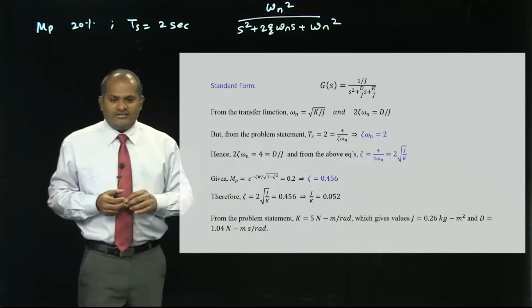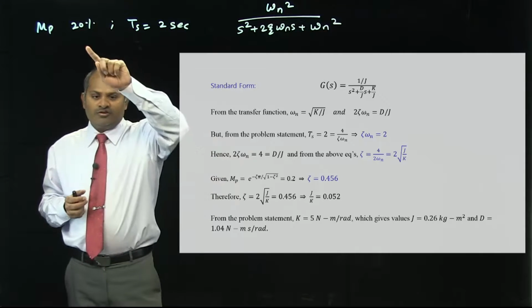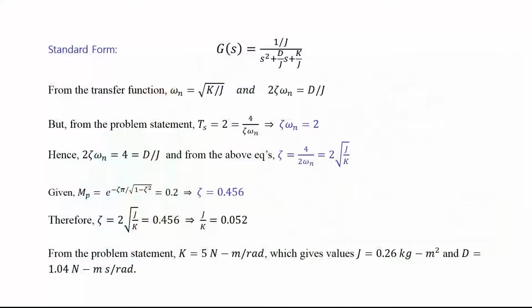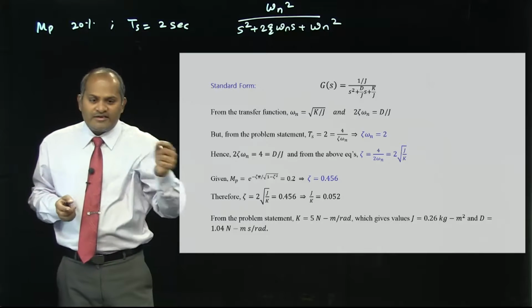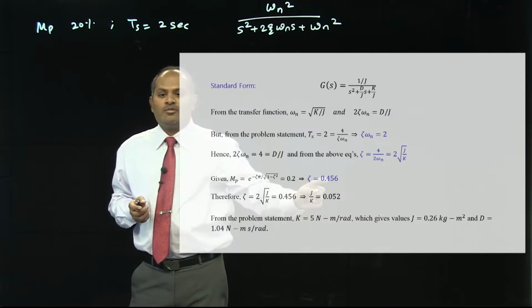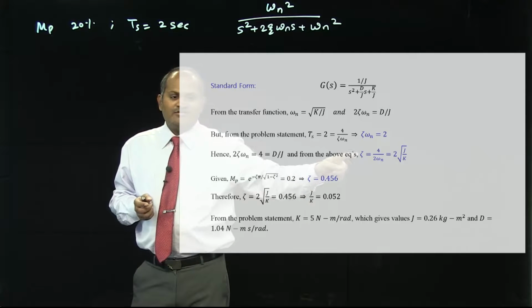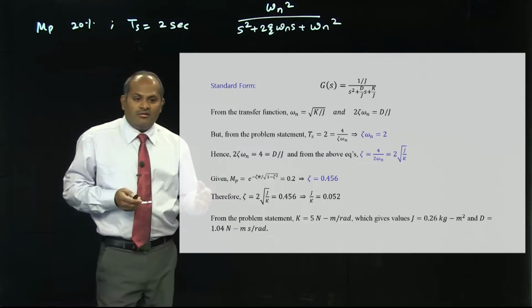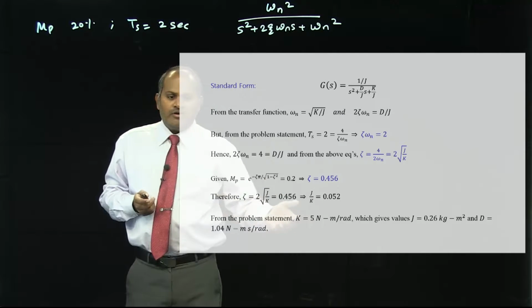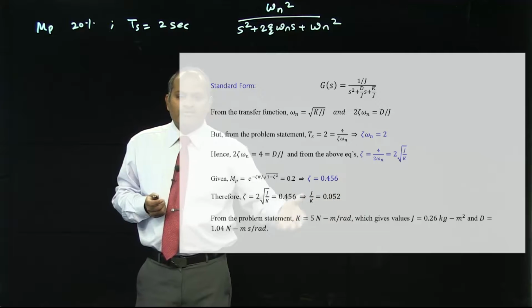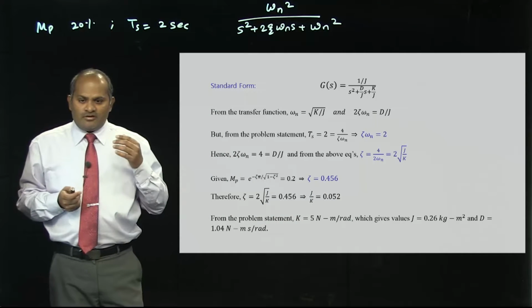Second, I can use my overshoot condition. Overshoot is 20%, so e power minus pi eta over root of 1 minus eta square. The overshoot condition is directly related only to eta. For every overshoot, you can find eta. So, for 20% overshoot, I can find eta is 0.456. I got my eta, substitute for eta and get the expression for J by k. From that, we can easily find the values. From the problem statement, we get k is equal to 5, which gives us J. So, depending on the problem, you can directly solve.